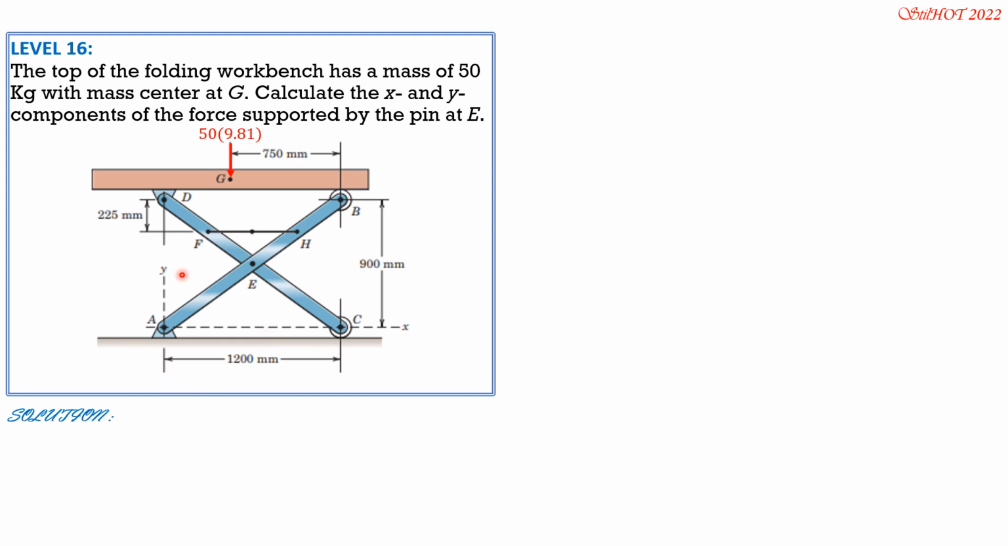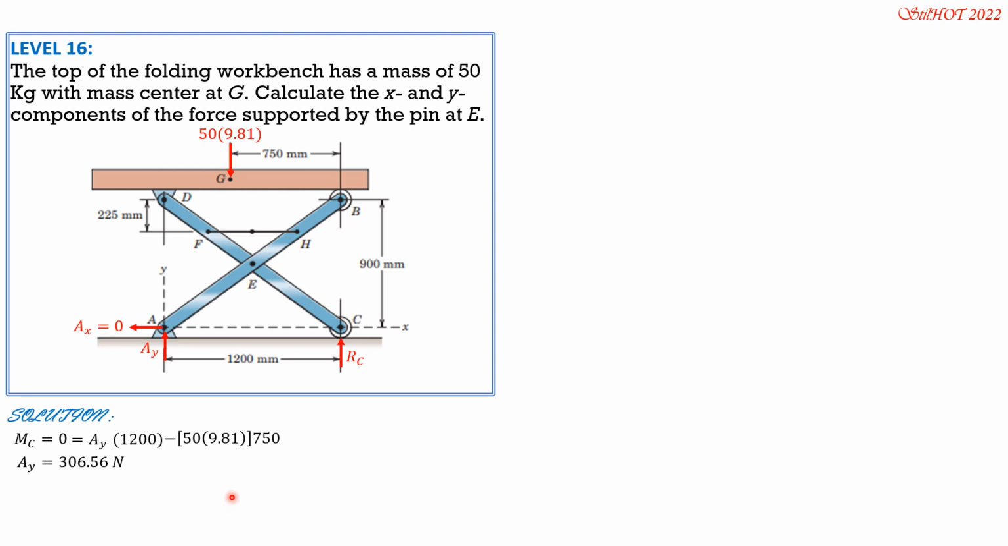Then, because there are no other inclined loads, the horizontal component at A will be 0. We'll call the vertical component AY. Then C is a roller, therefore this is R sub C only. So considering the entire system, moment at C is 0. Clockwise positive, so you have AY times 1200 minus 50 times 9.81 times 750. Then from here, we can now compute AY.